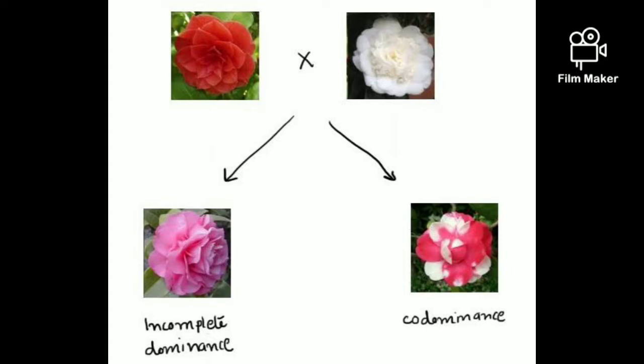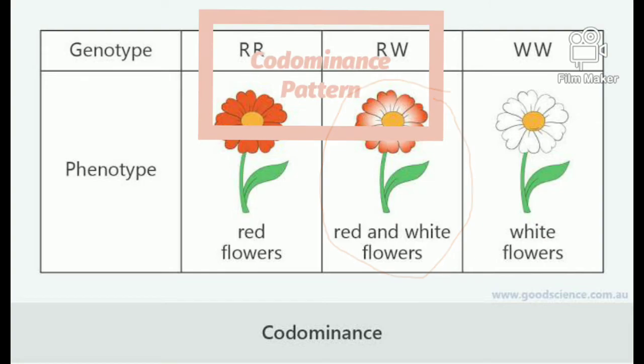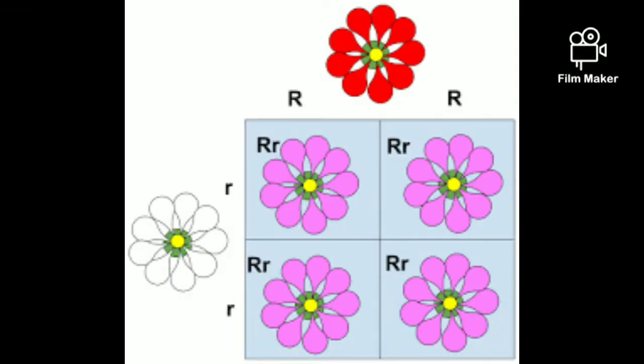and it produces a red flower with white spots. Here in the third illustration, we can see that the genotype of the red flower is RR, and the genotype of the white flower is WW. These two produce a spotted red and white flower, and this is an example of a codominance pattern.